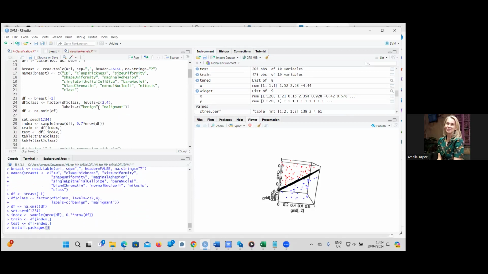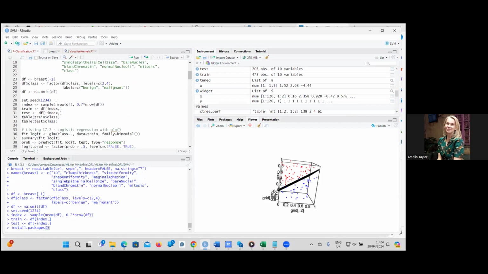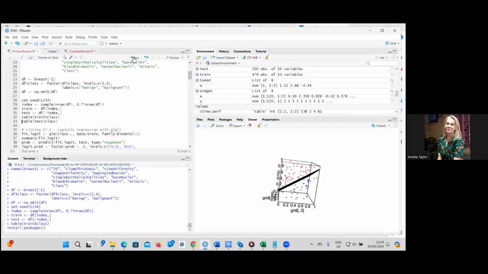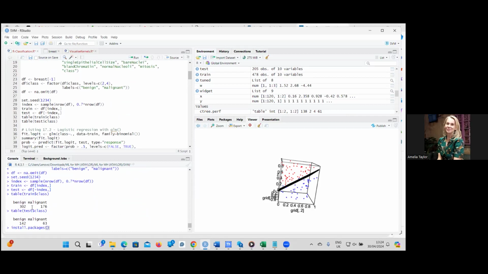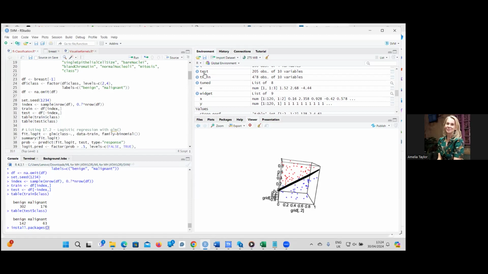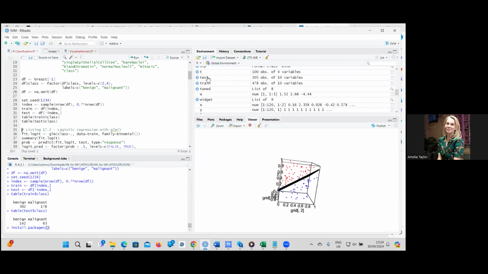Right, you will see what's the content of the train and the test sets, how many you have in each. So in the training data set, you have 302 observations that are benign, 176 that are malign. And there are 478 observations in the train and 205 in the test. So they were split in the proportion that you saw, which was 30/70.